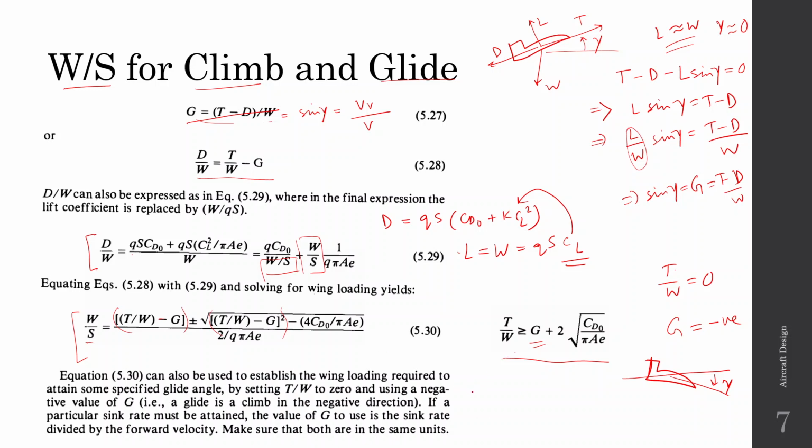And to find the ceiling, you put maximum T by W, T by W max, and you put G equal to 0. That will give you the wing loading at the service ceiling of the aircraft. No, sorry, not the service ceiling, the absolute ceiling.